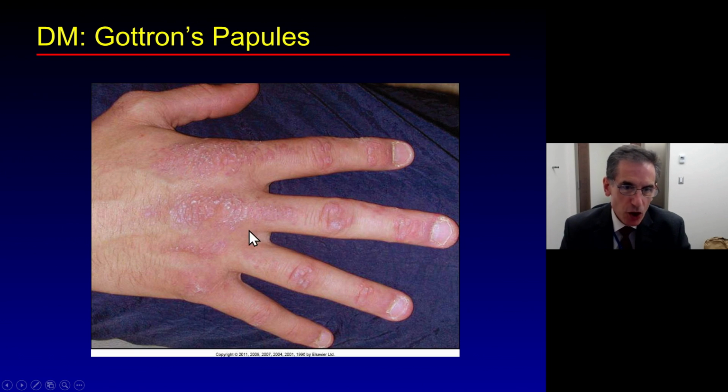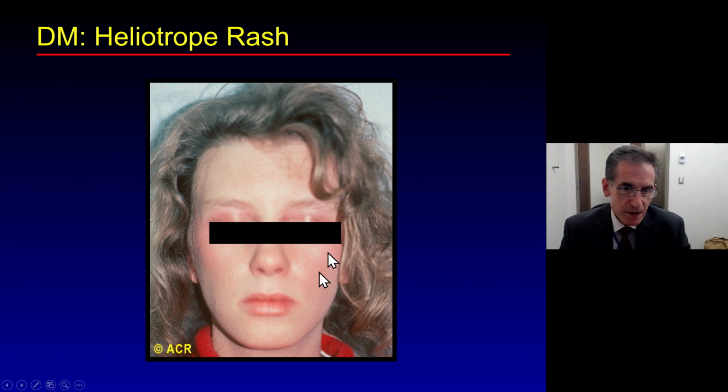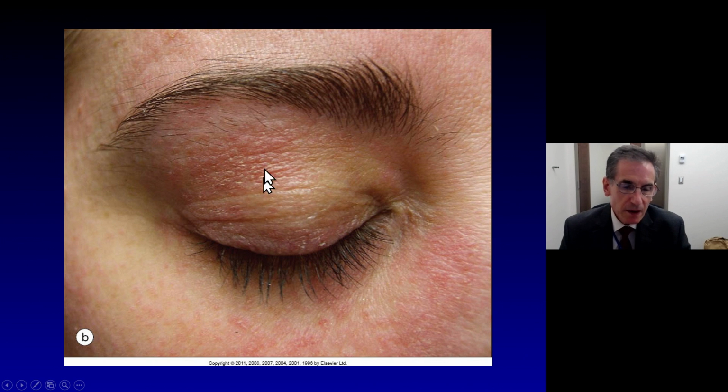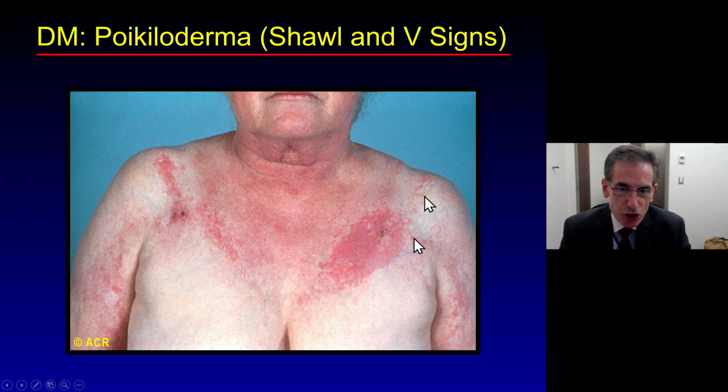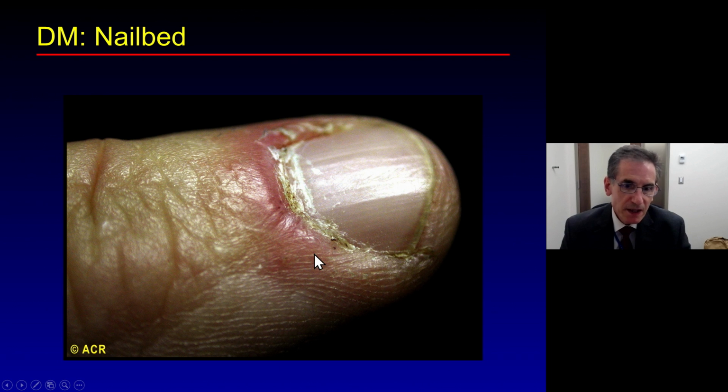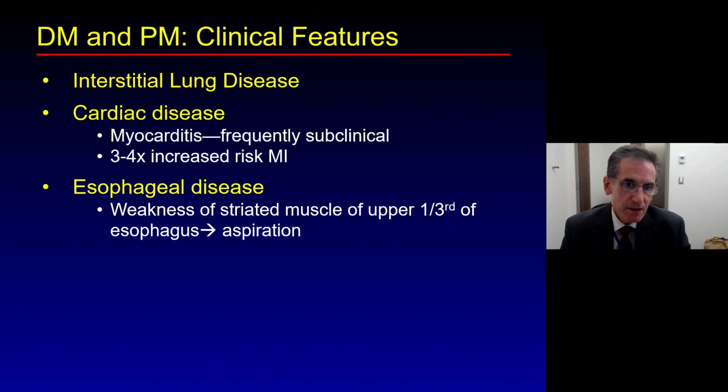Here are the classic Gottron papules associated with dermatomyositis, scaling over the external surfaces of the hands, heliotrope rash, which can be seen, erythema around the eyelids, a shawl sign here, which is typically photosensitive, erythema around the nail beds, or so-called periungual erythema, another hallmark of dermatomyositis. And so that's important to keep in mind.